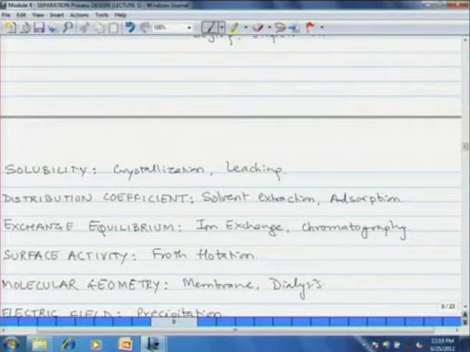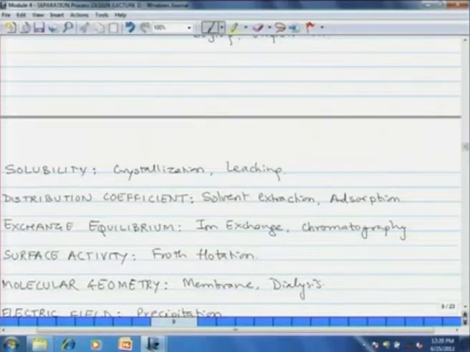Solubility is another property, and crystallization or leaching processes make use of this property for the design. Okay, differences in solubility of different components in a particular solvent. So, that is a basis for design of crystallization or leaching process.